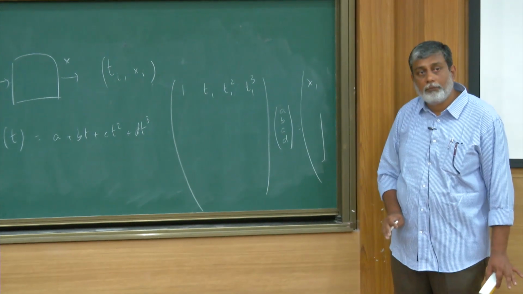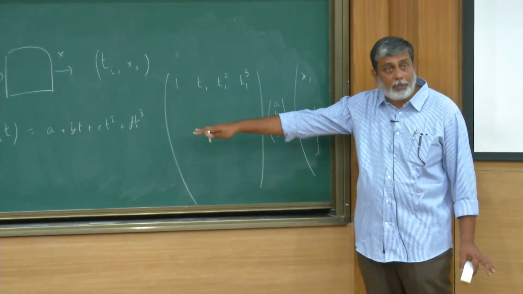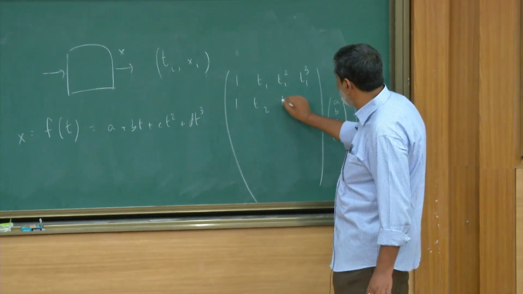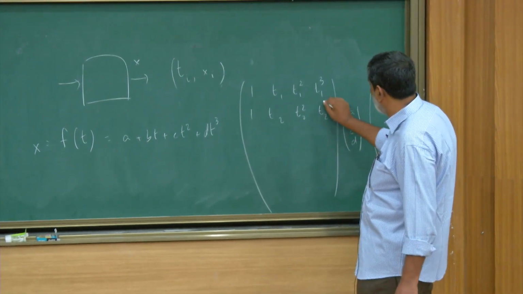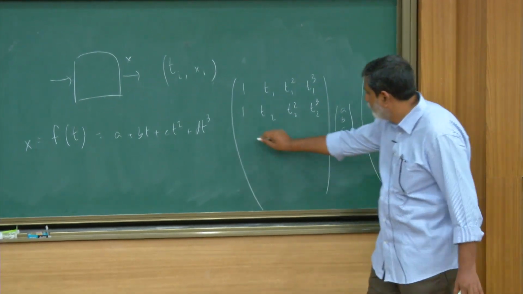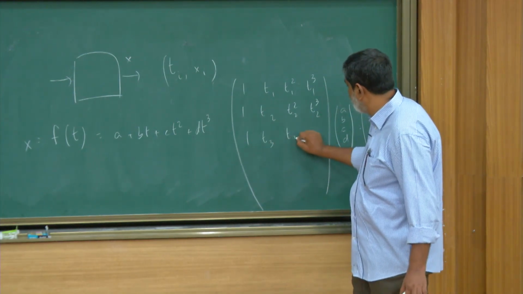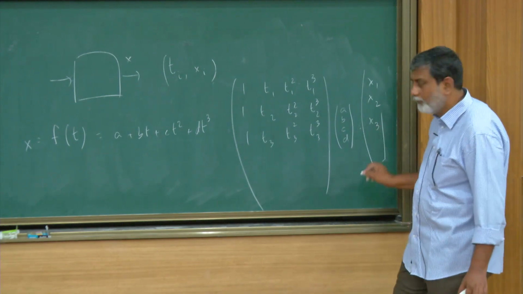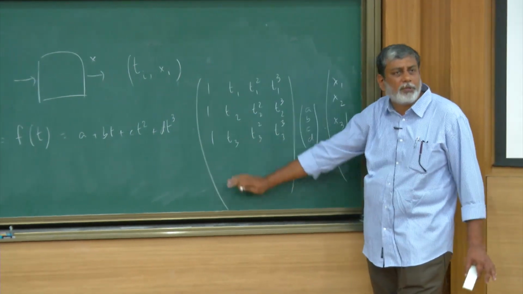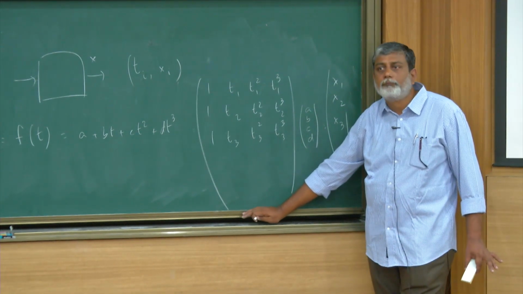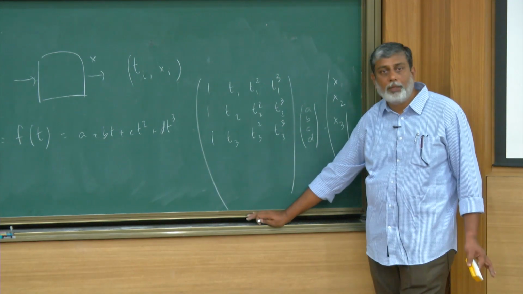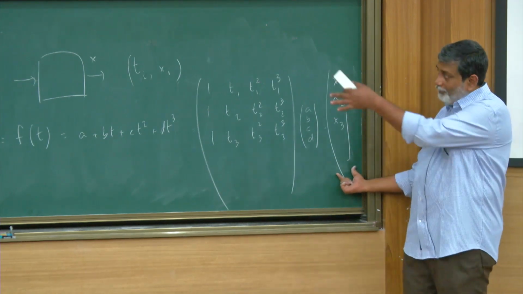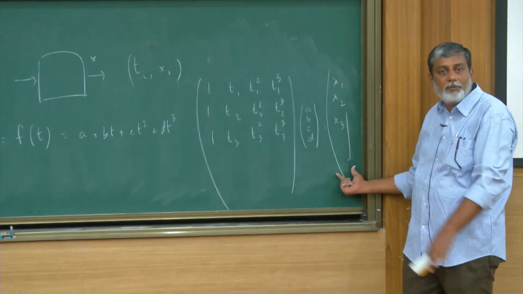Okay? I do not know what that polynomial is that I'm trying to find, but I have several observations. My second observation is at time t2, so I do this. Third observation, and so on. I have many observations. And I have a vector here, which is what I have seen at those time instances.